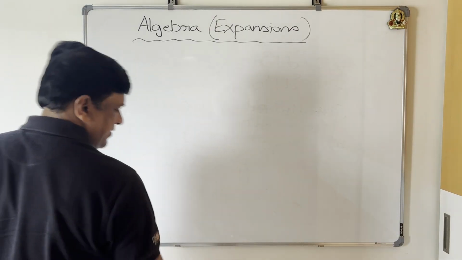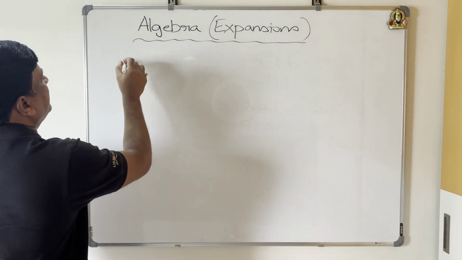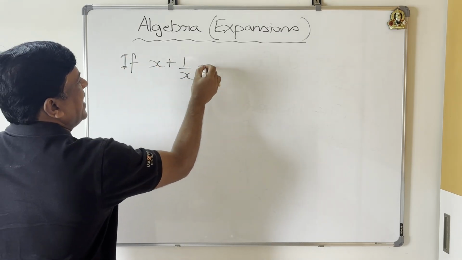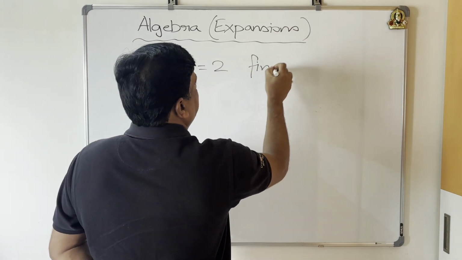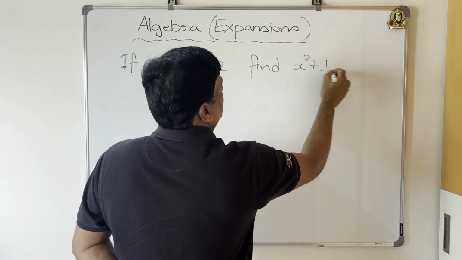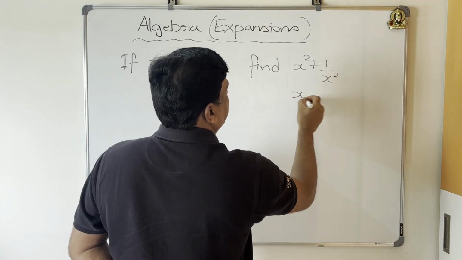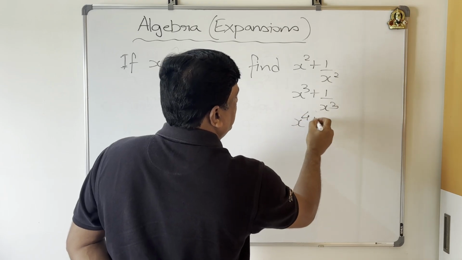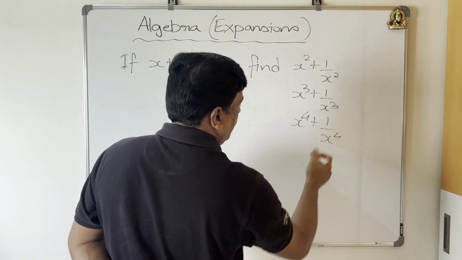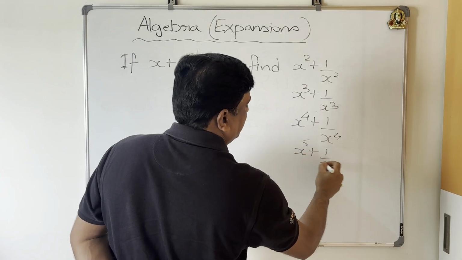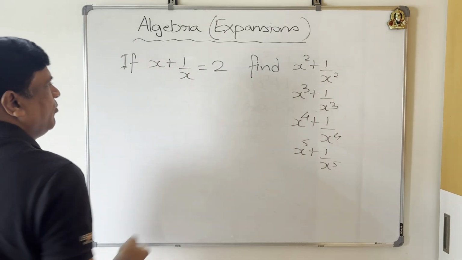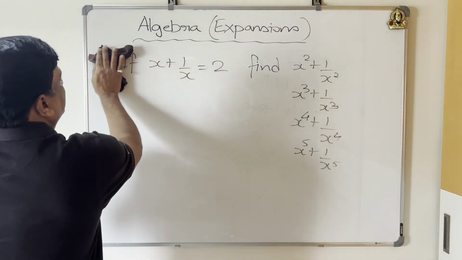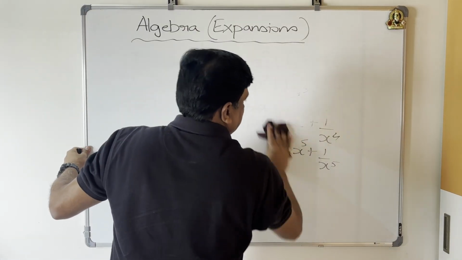The next step, right? You might have seen a lot of problems like this. If x plus 1 by x is equal to 2, find x square plus 1 by x square. Or they will say find x cube plus 1 by x cube. Or they will say x to the power 4 plus 1 by x to the power 4. Or they will say x to the power 5 plus 1 by x to the power 5. You might have seen these kind of problems. So let's see how to tackle these kind of problems. Okay. Before that, let's understand this one.